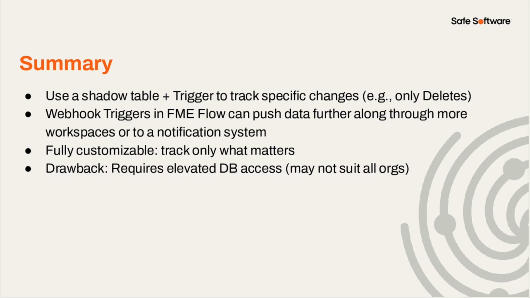Webhook triggers in FME Flow can be triggered to send that information along into an automation, allowing for immediate downstream processing. And these webhooks can route data to other workspaces, for example, or external systems such as APIs, different notification systems, any of the external actions in an automation you can send that information to. And this makes it easy to build end-to-end workflows that respond dynamically to data changes.